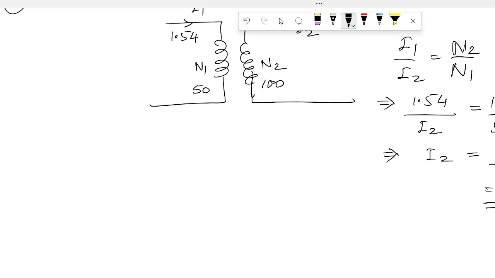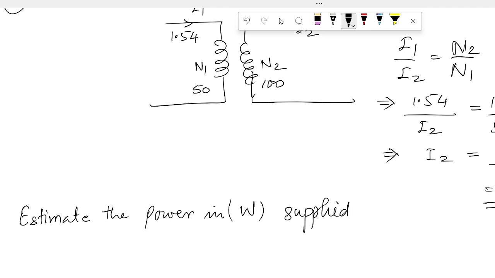Okay. Now they have asked the next part: estimate the power in watt supplied by the source. Please solve. Estimate the power supplied by the source. They have given this question this time. In the beginning you were asking, now we have this question. They have already mentioned that we need power in watt, that means the real power supplied by the source.